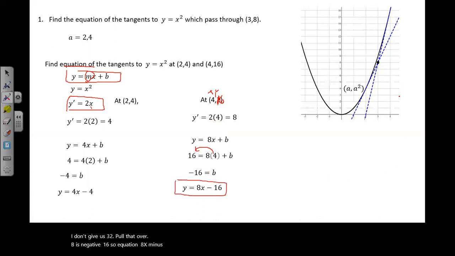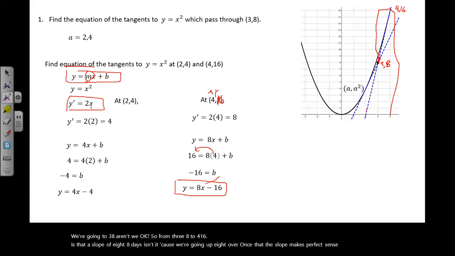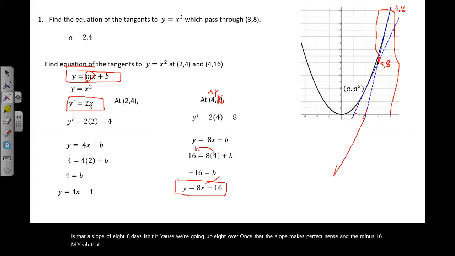We do a quick check of that one. Slope of that line. At 4, we're up at 16. Sorry, this is terrible. And 3 and 9. So are we going up 8? Oh, we're going to 3, 8, aren't we? Okay, so from 3, 8 to 4, 16. Is that a slope of 8? It is, isn't it? Because we're going up 8 over 1, so the slope makes perfect sense. And the -16, yeah, that looks like that could be pretty darn negative compared to this one.